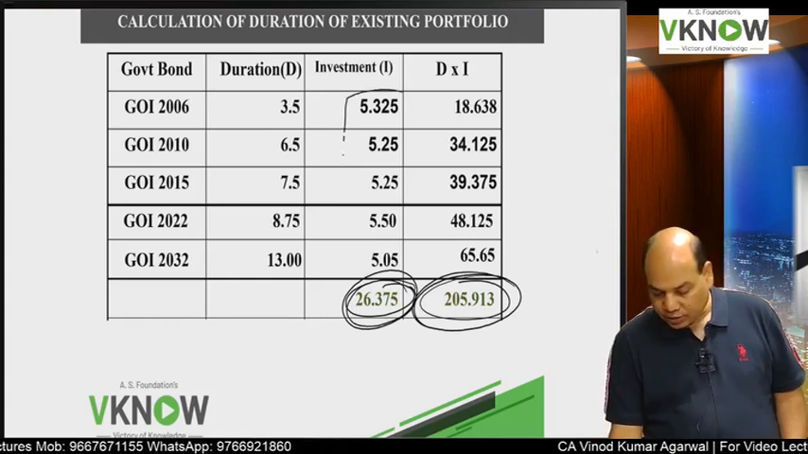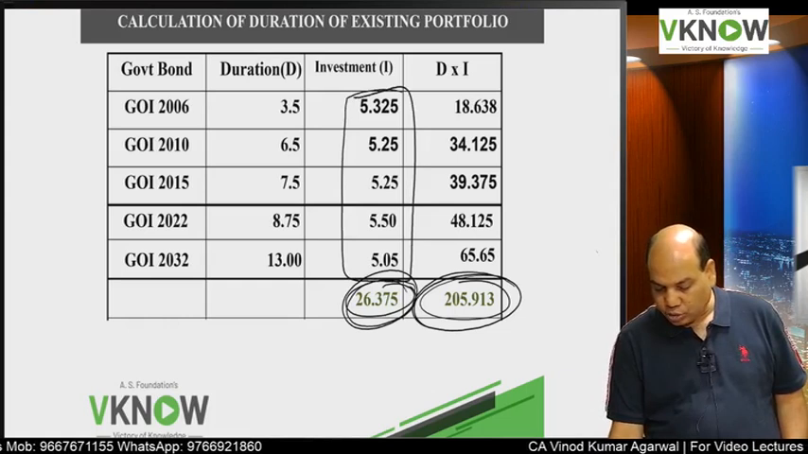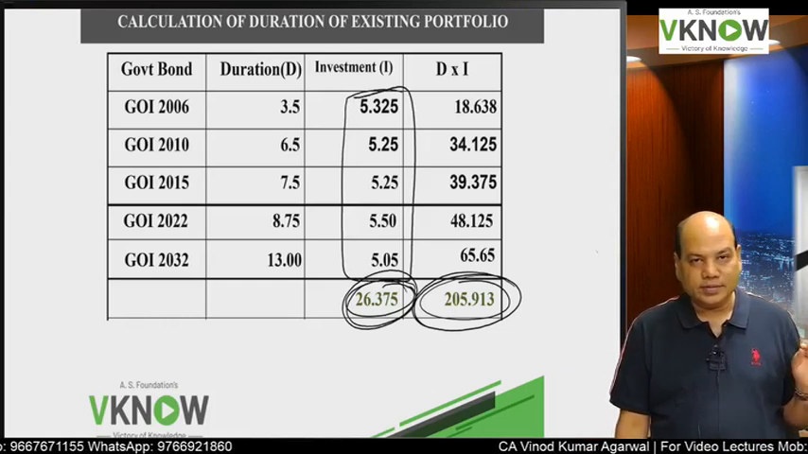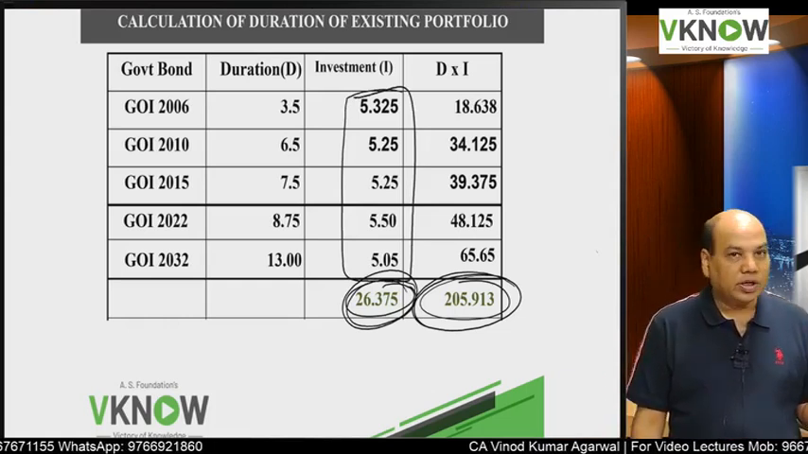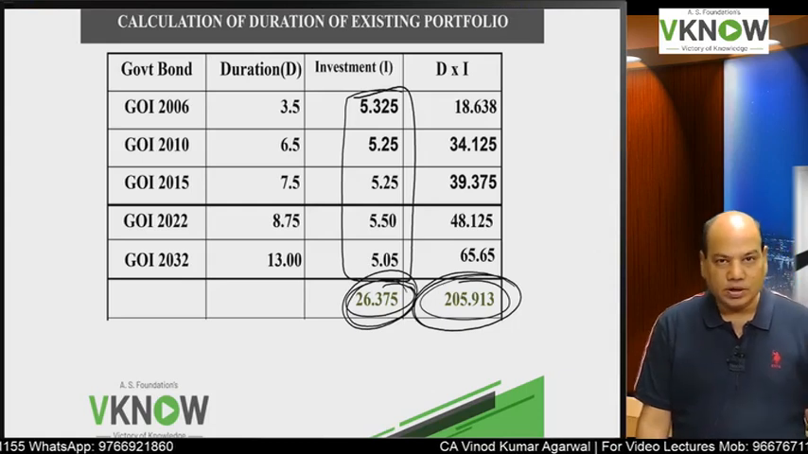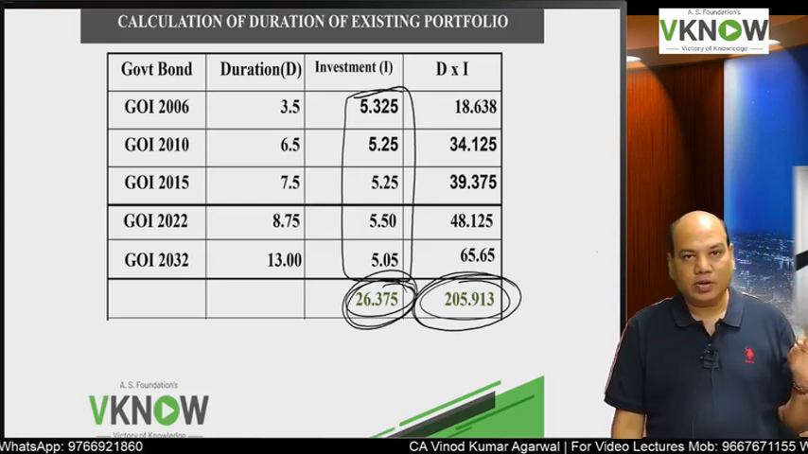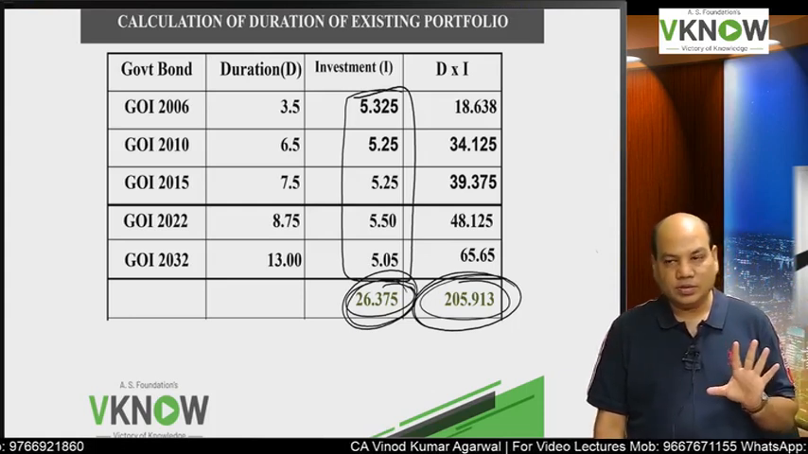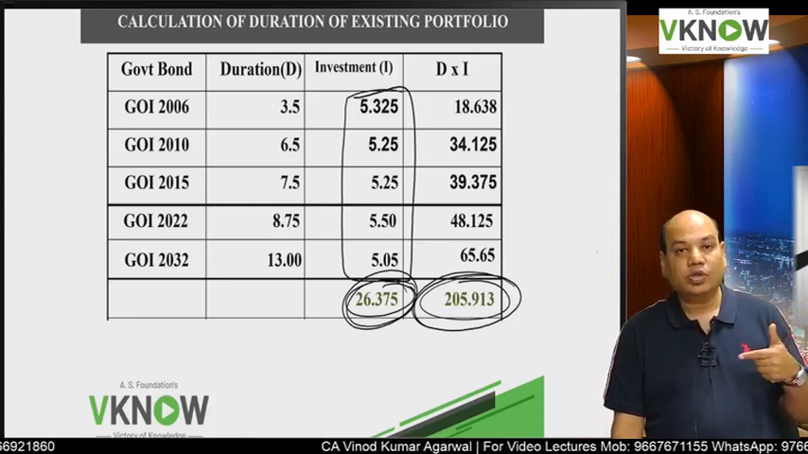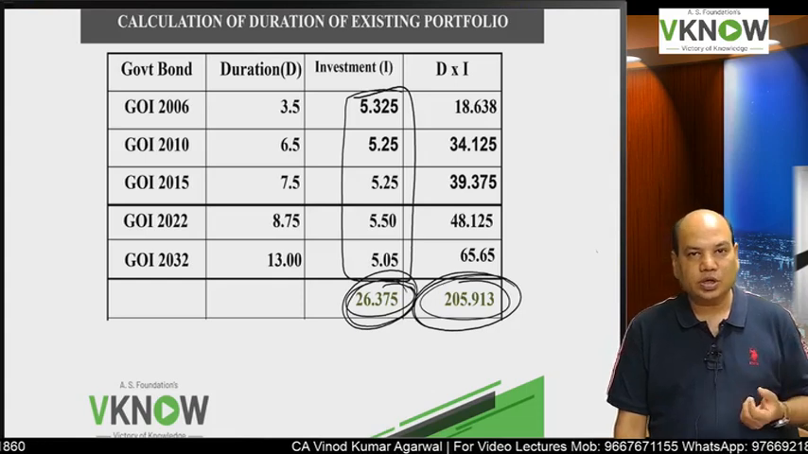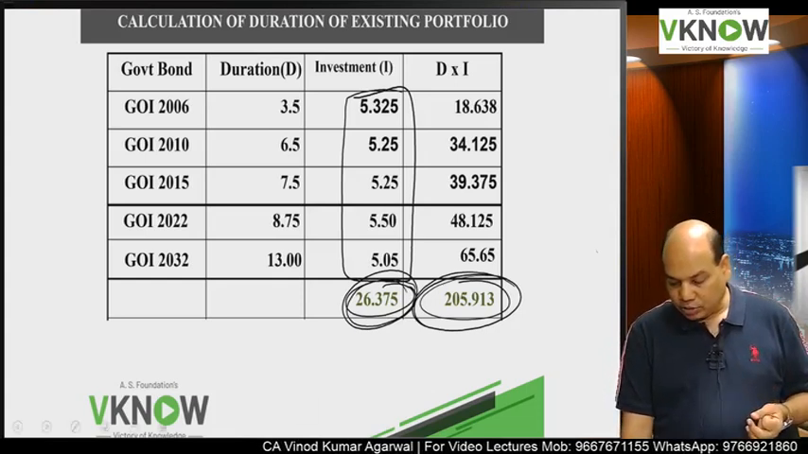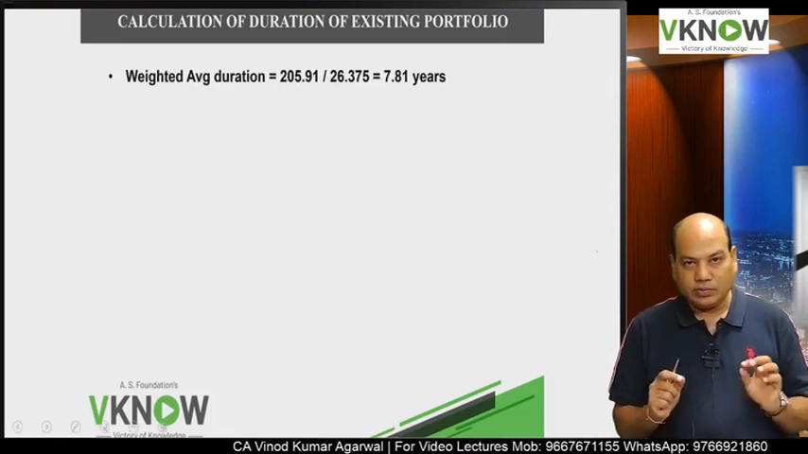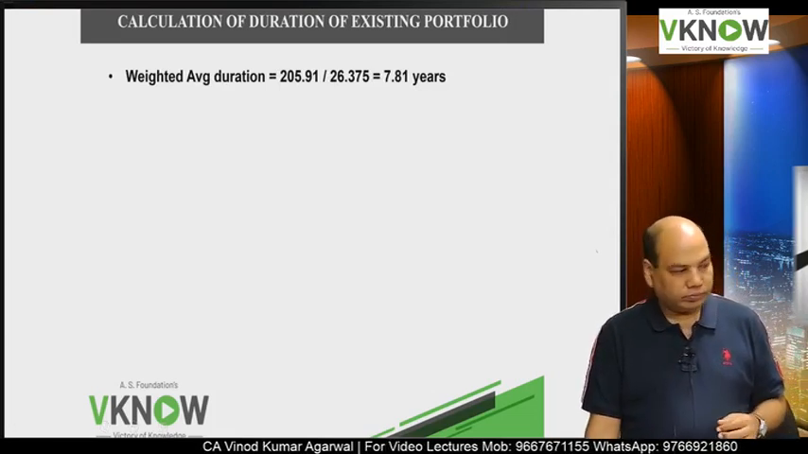You can first convert this investment amount into respective weights, and then you will multiply weight into 3.5. So that will also give you same answer, but that will involve one more step and that consumes more time. So write down below the table weighted average duration.